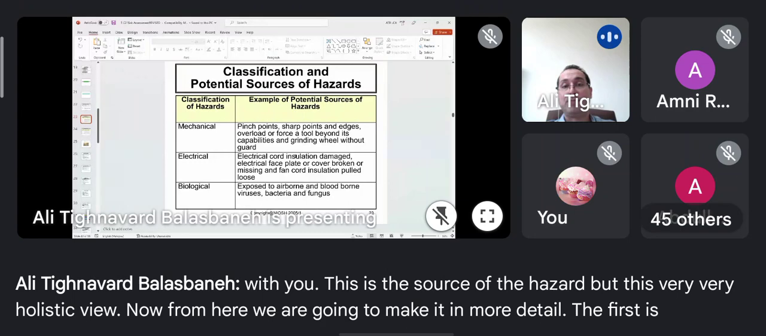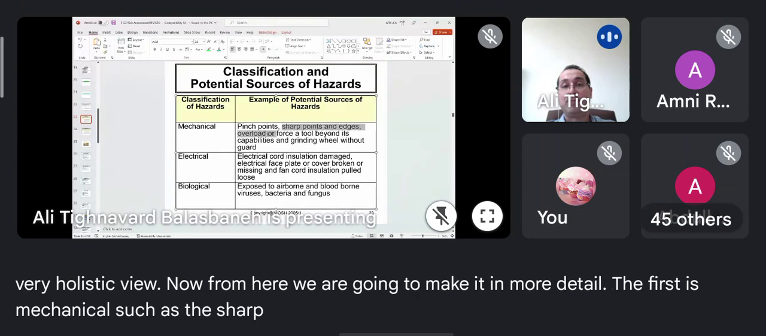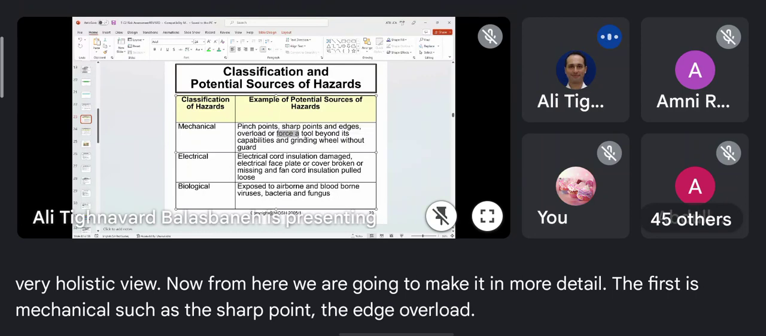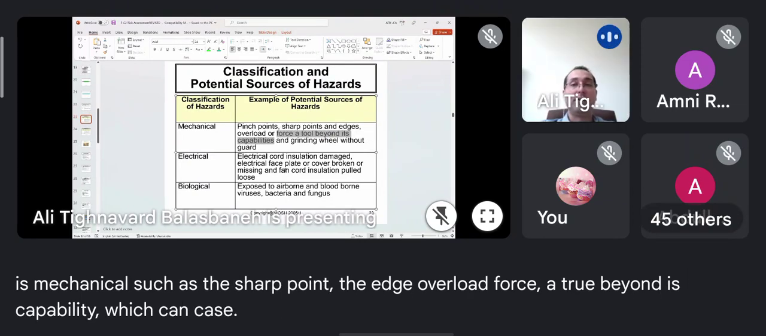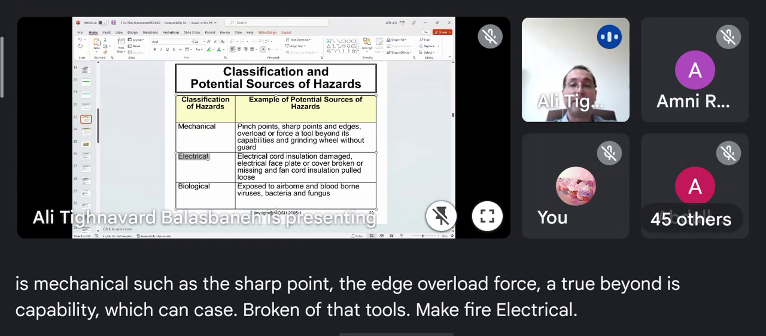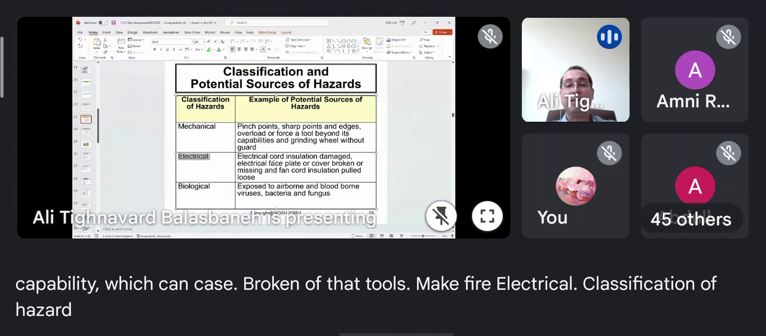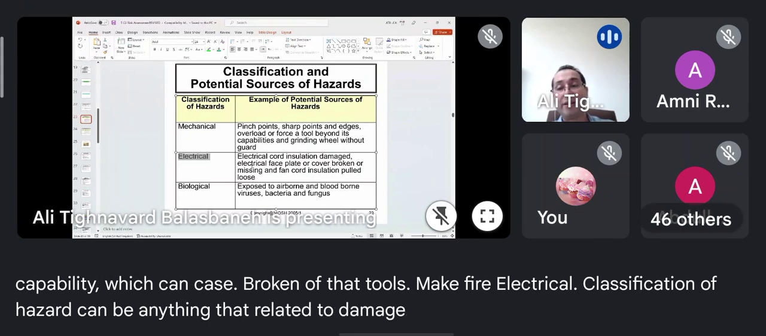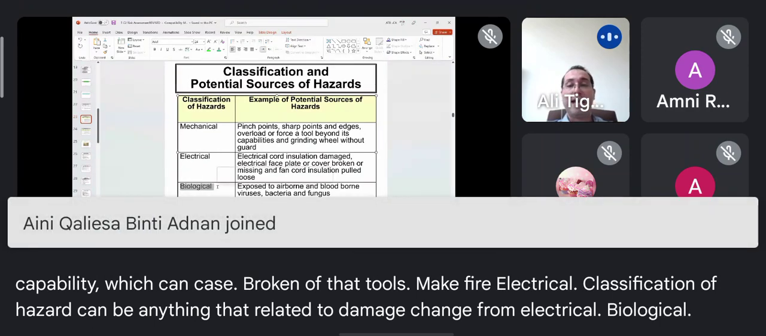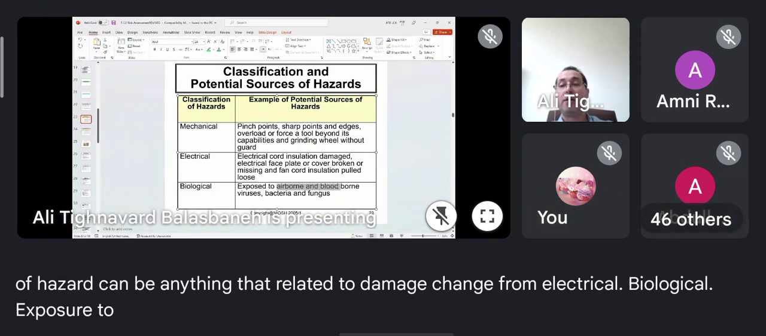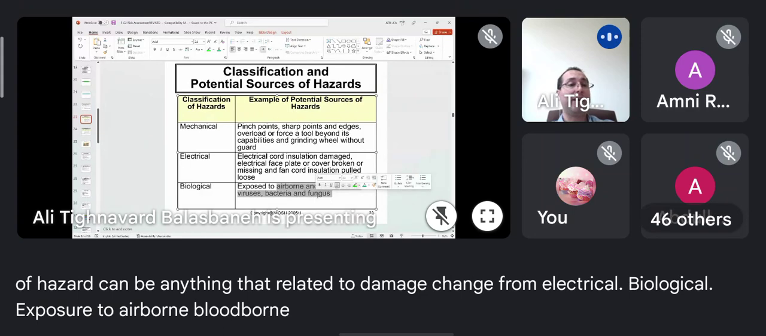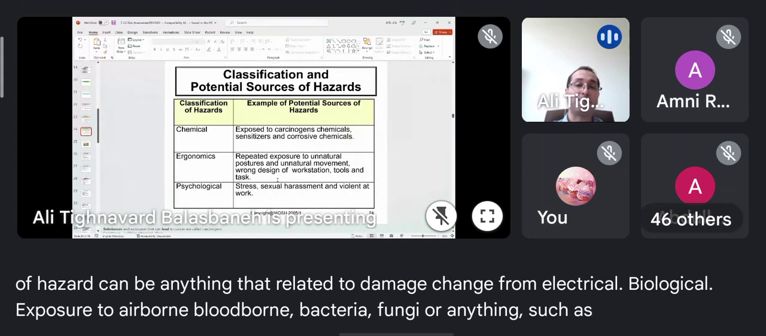The first is mechanical, such as sharp points, edges, overload, forcing a tool beyond its capability, which can cause breakage of that tool or make a fire. Electrical classification of hazard can be anything related to damage coming from electricity. Biological: exposure to airborne or bloodborne bacteria, fungi, or anything like that.